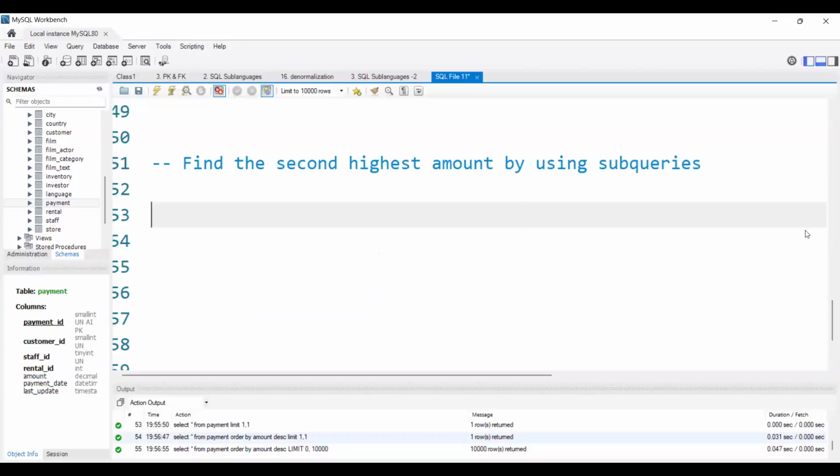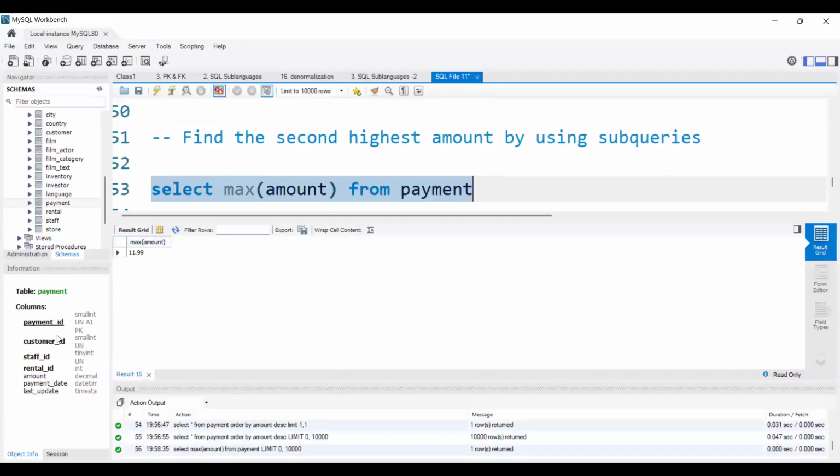But now, by using subqueries, how will we solve this? I'm saying I want to display the second highest amount. How will we get the highest amount here? Which aggregate function do we need to use? Max. So let me first write select max of amount from payment. If I do this, I will get the maximum value as 11.99.